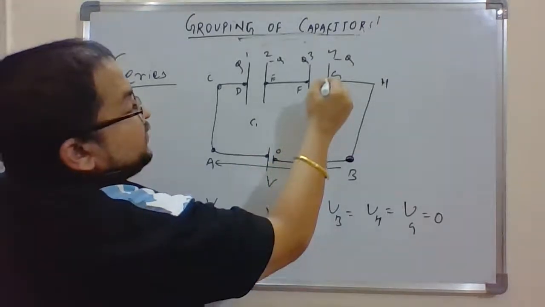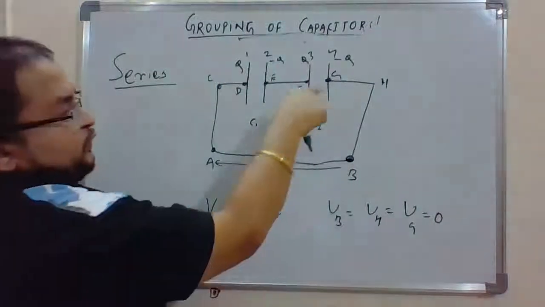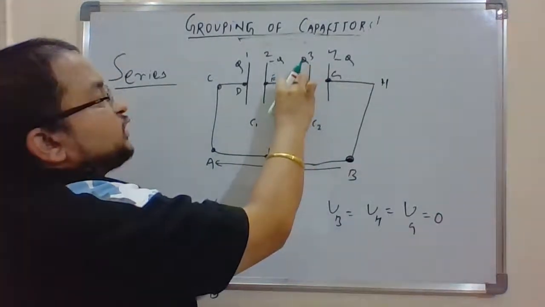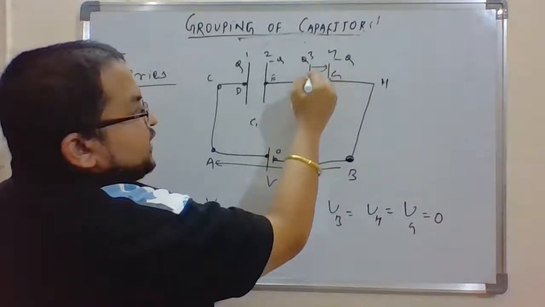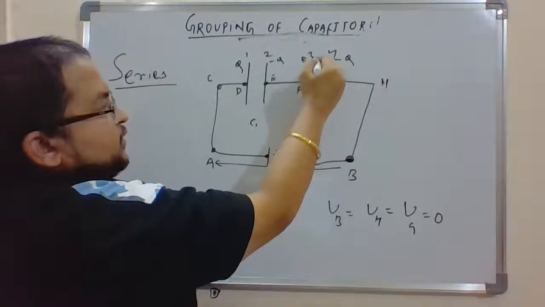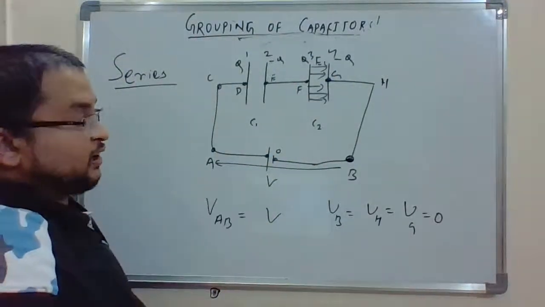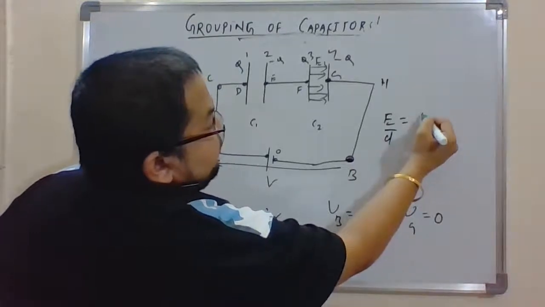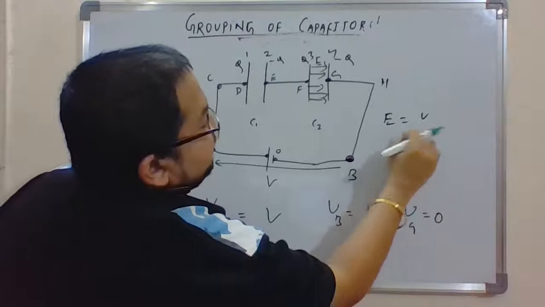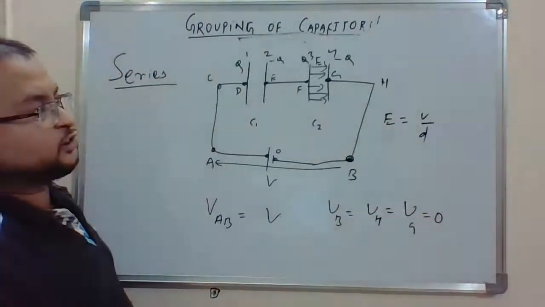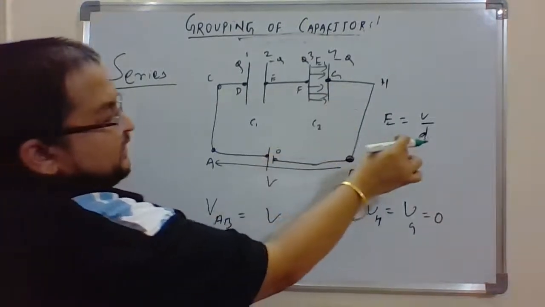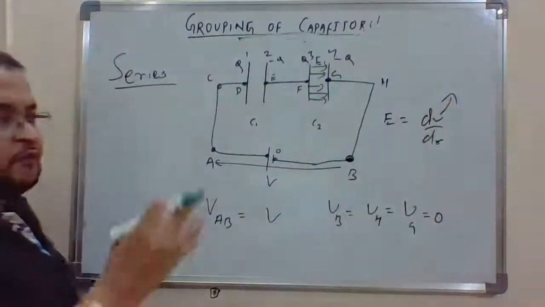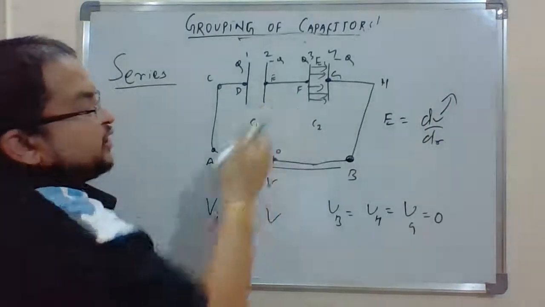Now between point G and F, will there be any potential difference? Obviously yes, because here you have charge +Q and here you have charge -Q, which means there will be an electric field from here to here in this direction. Some electric field E1 will be there. If there's an electric field, then obviously there's a potential difference, because we know dV/dr is nothing but E. If the spacing between them is very small, d, then E = V/d. If there is no V, then E cannot exist.